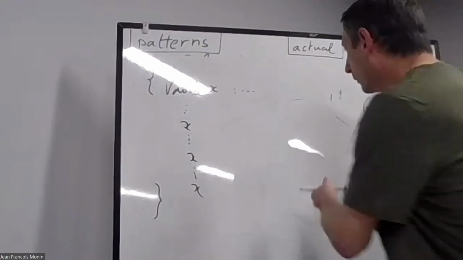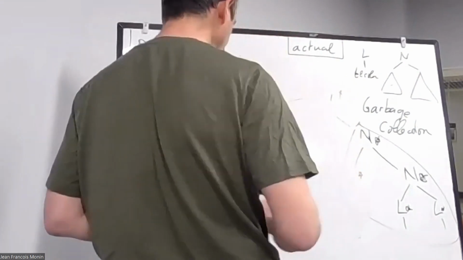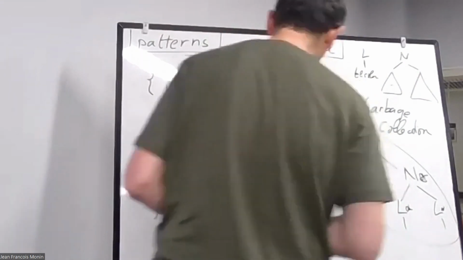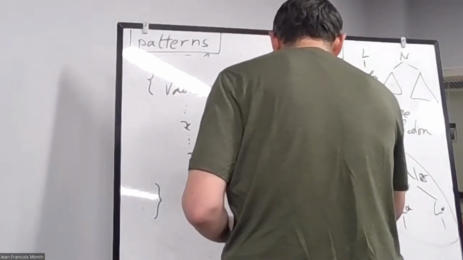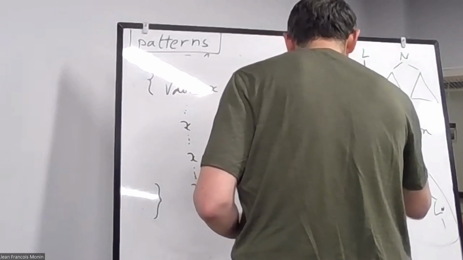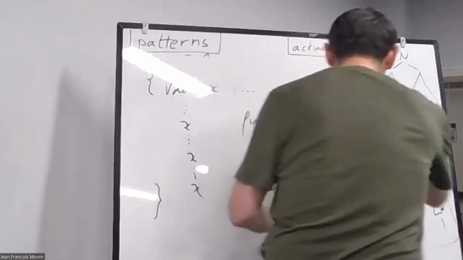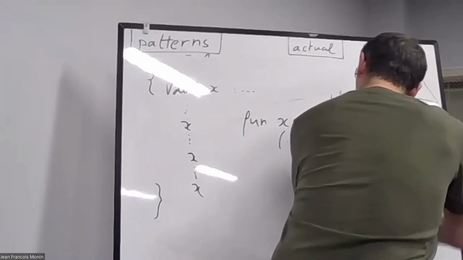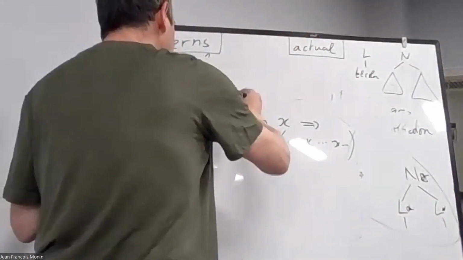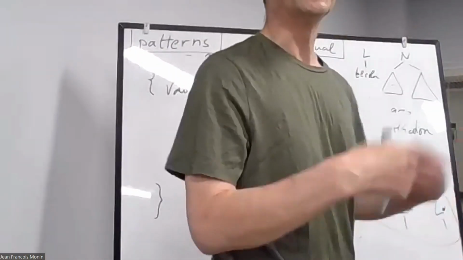When you say x, an expression with x several times. Sorry, I need more room here. So if you take this function, I put a big parenthesis around it, and I apply it to some value, say 5.